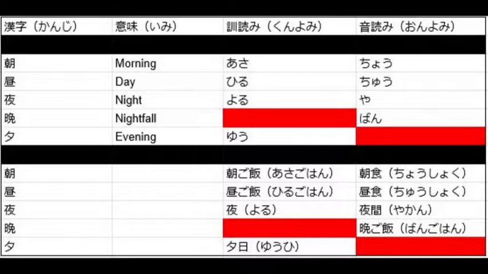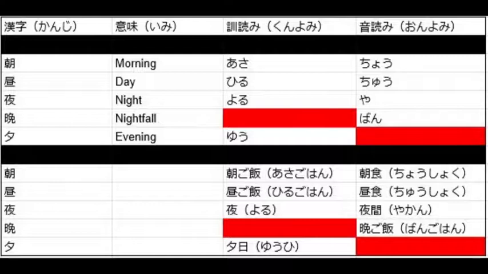First in kunyomi, asa gohan, which I'm sure you're all familiar with, means breakfast. But then you can also use choshoku, same meaning of breakfast, but this is using onyomi instead. And then even going further down, you see hiru gohan, and then instead of hiru gohan, you can use chushoku, which also means lunch.